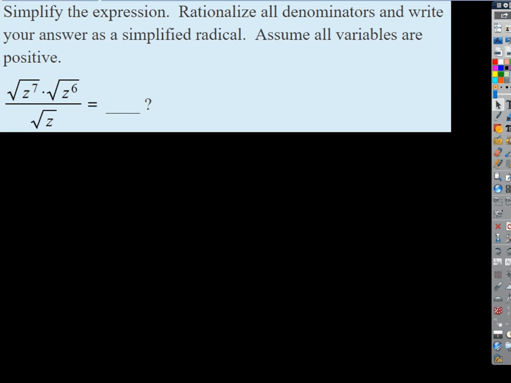All right, what about something like this now? What if we're multiplying and dividing? This is no harder. In fact, probably a little bit easier than the last one we did.